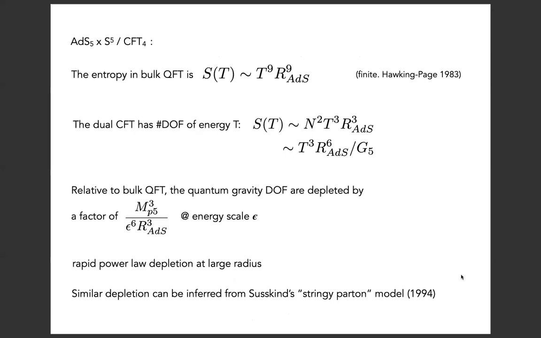And just as an aside, this is not that crazy, because we sort of expect something like this in holography. In AdS/CFT, for example, if we look at the bulk QFT entropy, it grows very rapidly with the temperature. It is finite. But the dual CFT has a much slower growth of the number of degrees of freedom with temperature. And so we see that there has to be some kind of power law depletion of the quantum gravity degrees of freedom relative to bulk QFT. And other qualitative models of holography show the same thing.